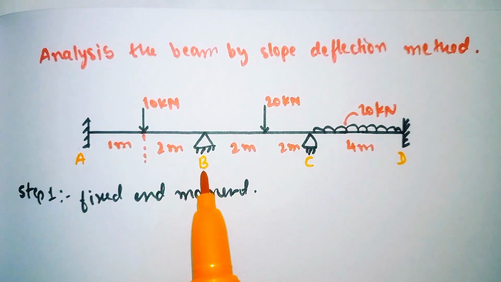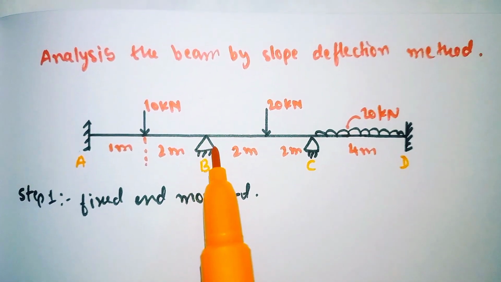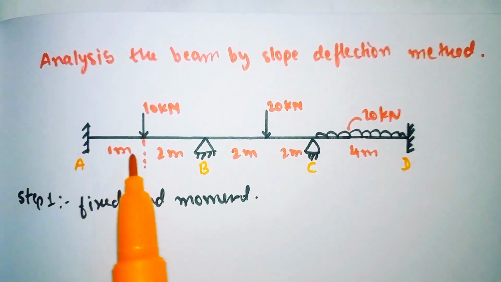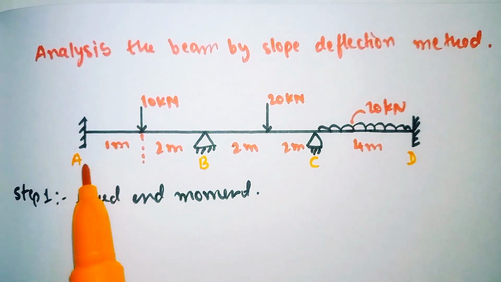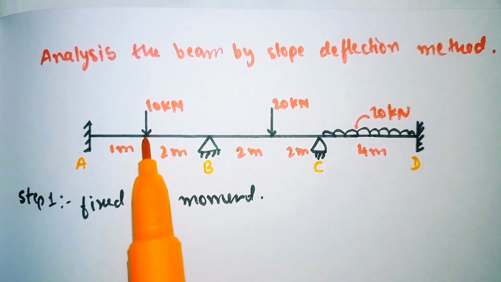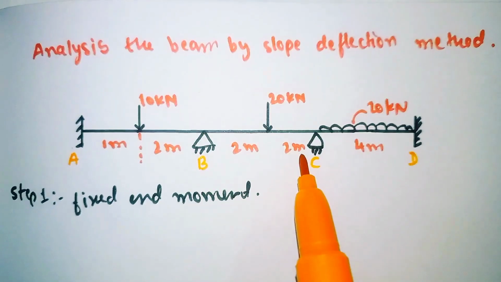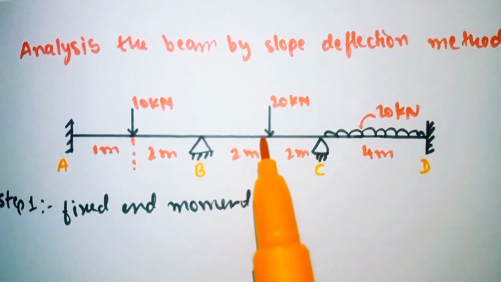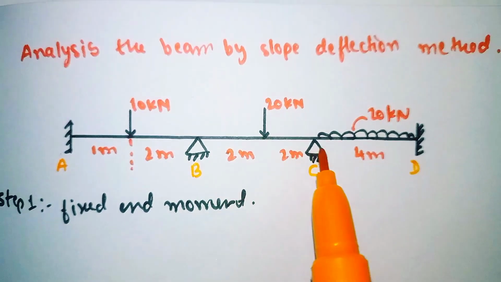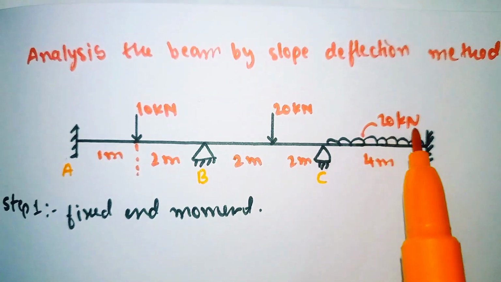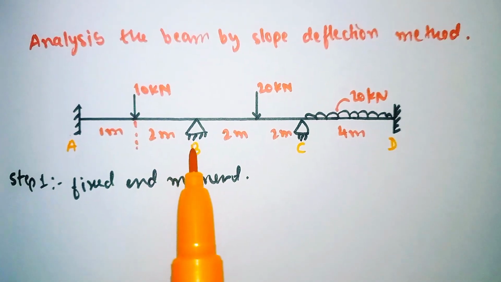So in today's video we'll solve one more problem of the slope deflection method. So this is the given beam. Span A to B has a point load which is not at the center, and from B to C is another span having a point load acting at the center, and span C to D has a UDL of 20 kN. So this is the given problem.